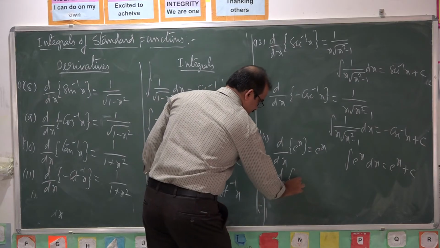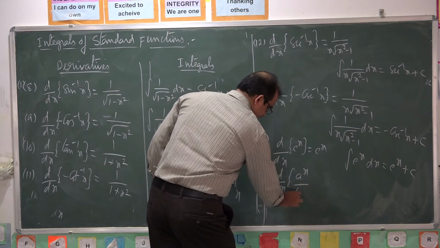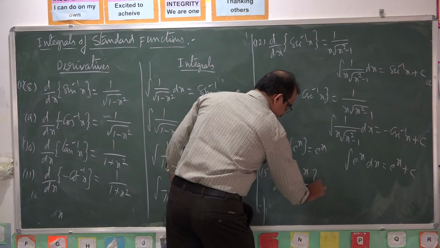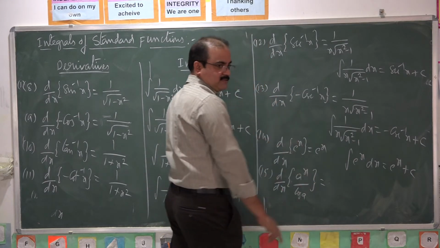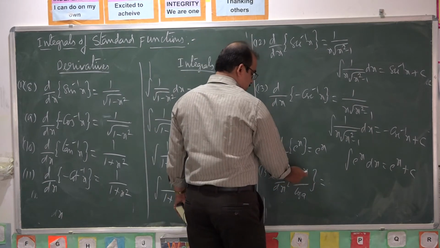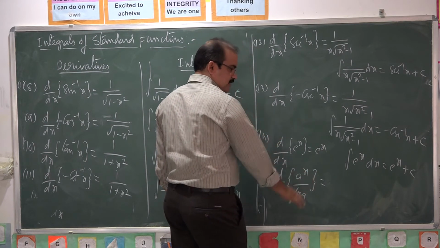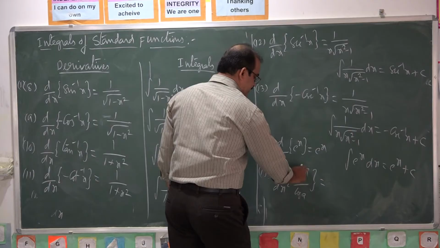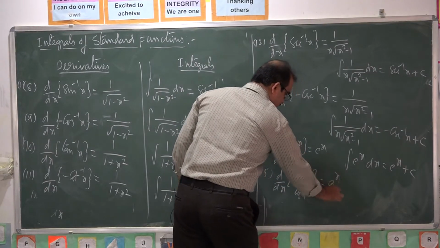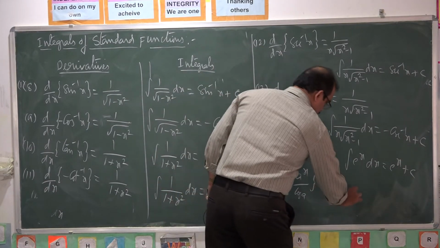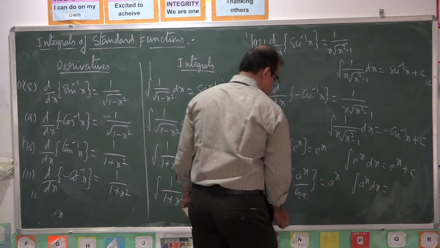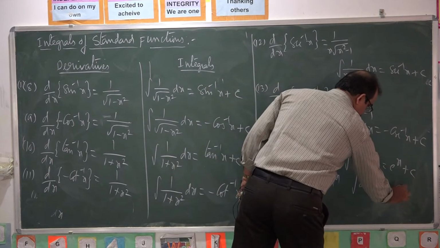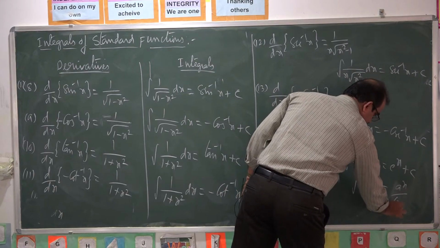d by dx of a power x by log a. d by dx of a power x is a power x into log a. So for a power x by log a, here log a gets cancelled. So, derivative of this is a power x. Now integral a power x dx is equal to a power x by log a.